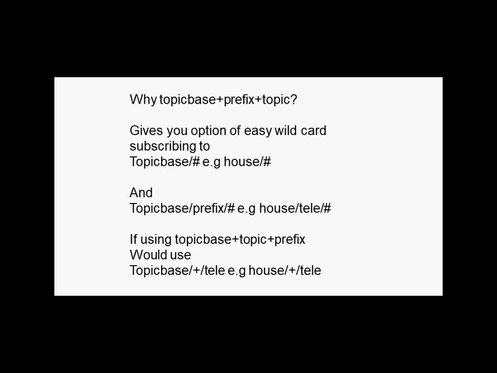So what are the advantages and disadvantages of these formats? Well, if you're using the topic base plus prefix plus topic format, then you can easily put a wildcard in there. So you can just go topic base slash wildcard, so you can just filter on just house and anything coming after that. And you can also go topic base prefix wildcard, so you can go house tele, so you can filter out all the tele messages.